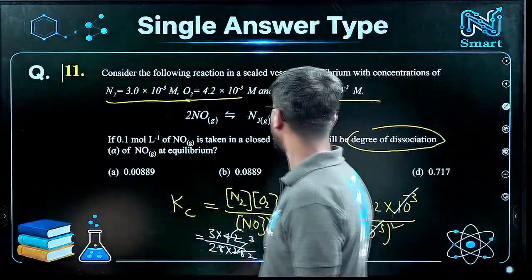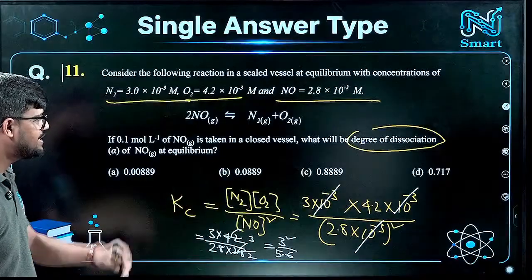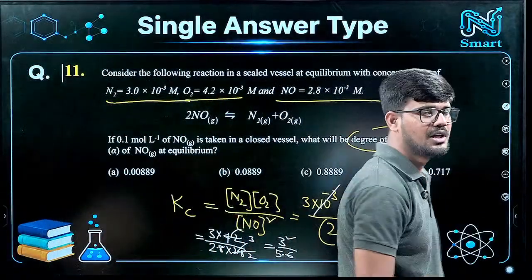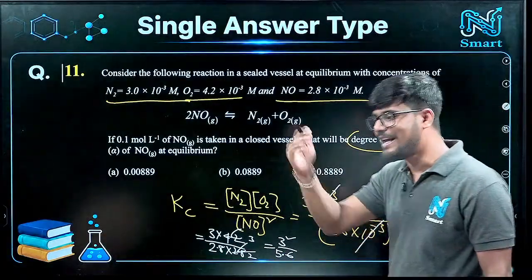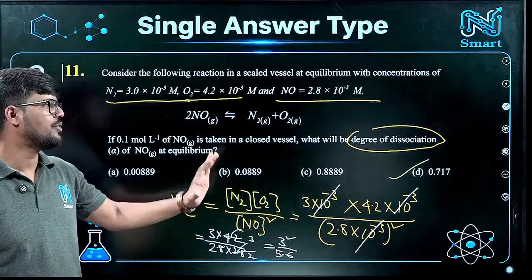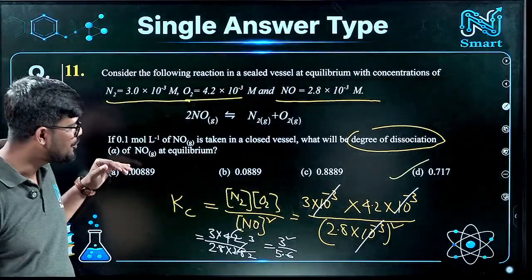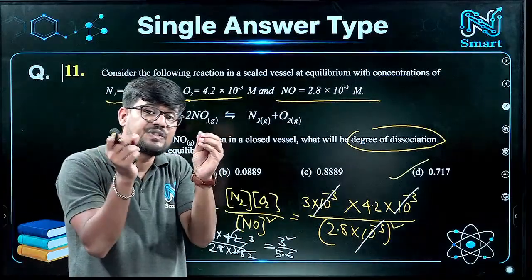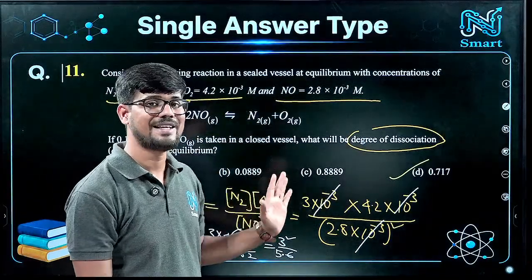Check the option. 0.7 something, do you have anyone? Yes, option D. See, no need to calculate the exact thing. Only using the approximate method you can get the answer, because options are there. And yes, if there are very similar options, then you have to do the exact calculation.